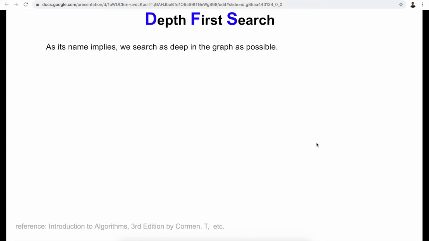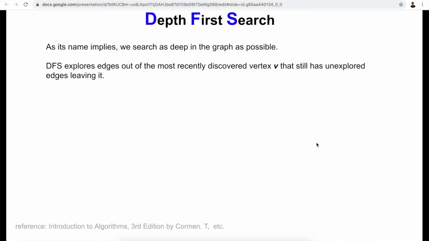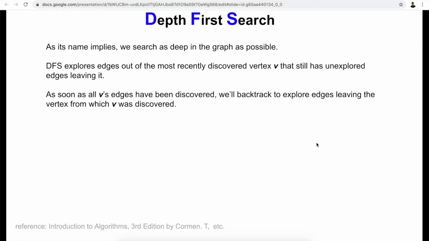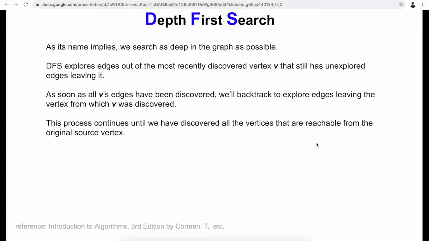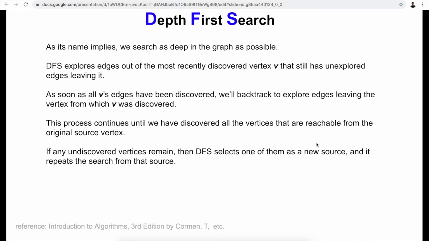So first, as its name implies, we search as deep in the graph as possible. When depth-first search explores edges out of the most recently discovered vertex, we'll call it V, that has unexplored edges leaving it, and as soon as all these edges have been discovered, we'll backtrack to explore edges leaving the vertex from which V was discovered initially. So we'll backtrack. This process will continue until we have discovered all of the vertices that are reachable from the original source vertex. And if any undiscovered vertices remain, then depth-first search will select one of them as a new source, and it will repeat this search from that source.